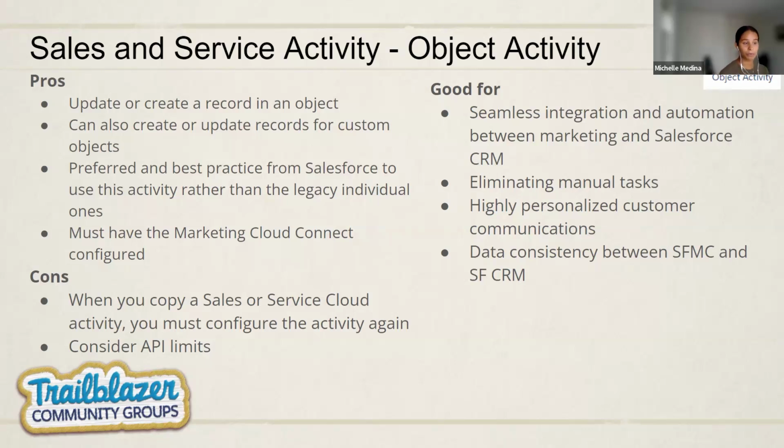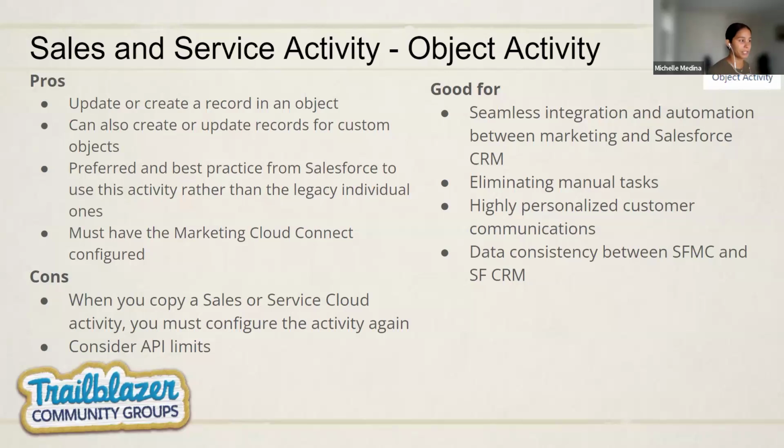As mentioned, it's the preferred best practice to use this activity rather than those individual object activities. So for example, if you wanted to update an account record, instead of using that account activity that you might still see on your journey, it's preferred to use this object activity. And then also you do have to have Marketing Cloud Connect configured to even have access to these Sales and Service Cloud activities. If you don't have that connected and you were to try to configure one, you don't really have access to it at all. You'll get some sort of access issue error.